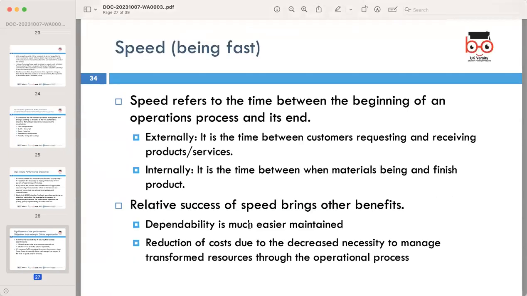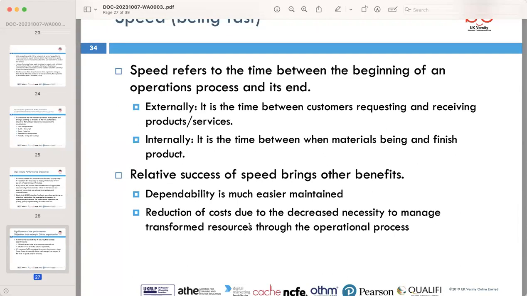So the relative success of speed brings other benefits. Dependability is much easier to maintain, and there is a reduction of cost due to the decreased necessity to manage transformed resources through the operational process.